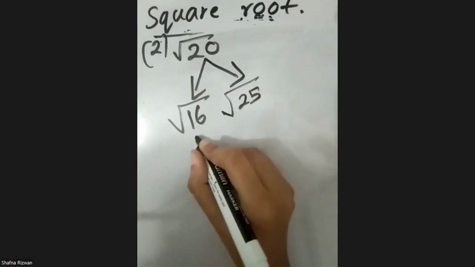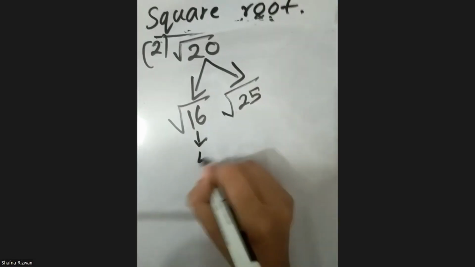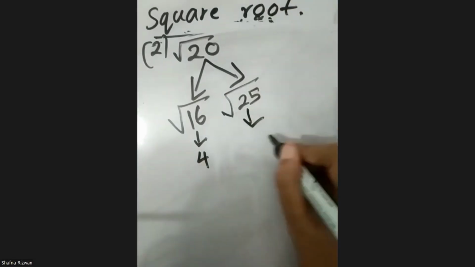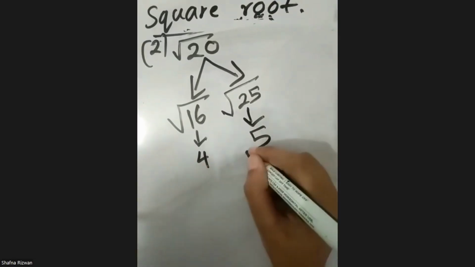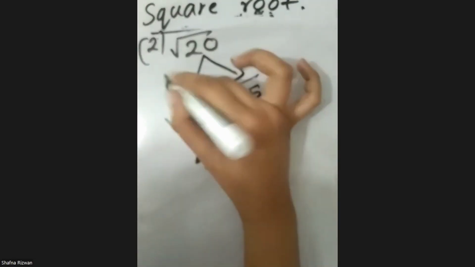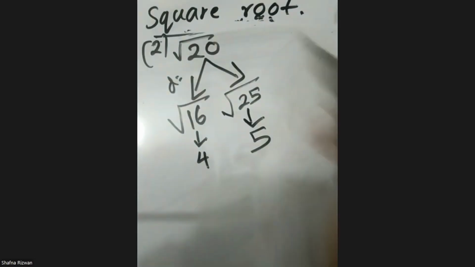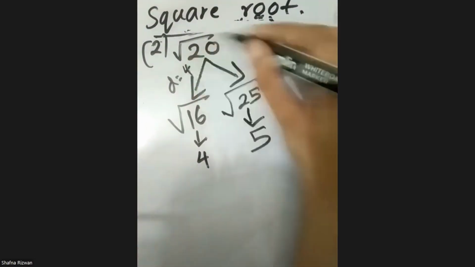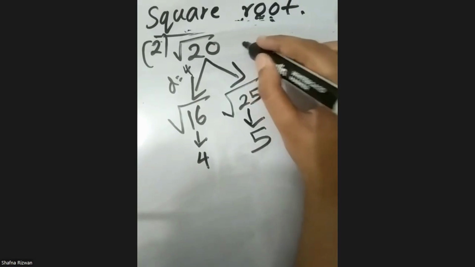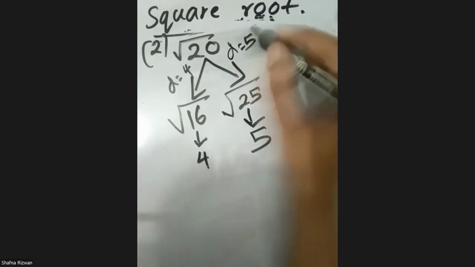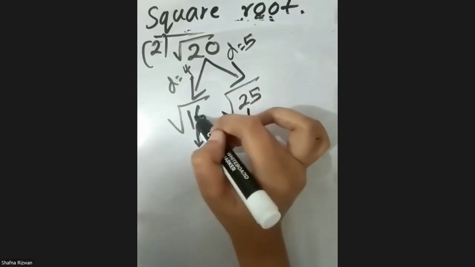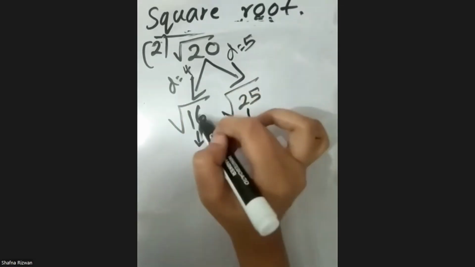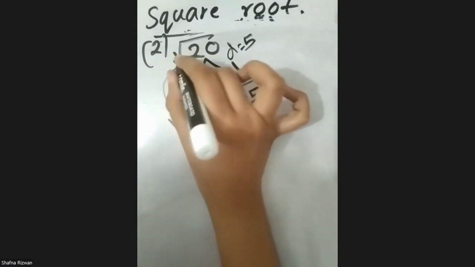Now tell me, what is the square root of 16? That is 4. And what's the square root of 25? That is 5. And now however the value will be between them. So we have to see the difference. 20 minus 16 will give you 4. 25 minus 20 will give you how much? 5. So what is the closest value? What's the closest one you can take? Here 4 is the smallest value, so 16 will be your closest value.